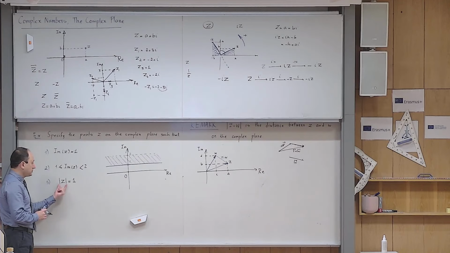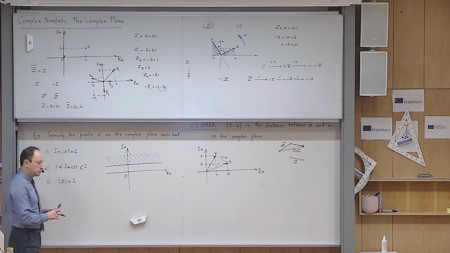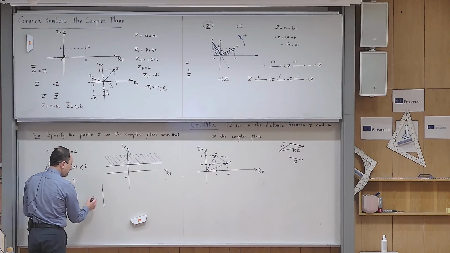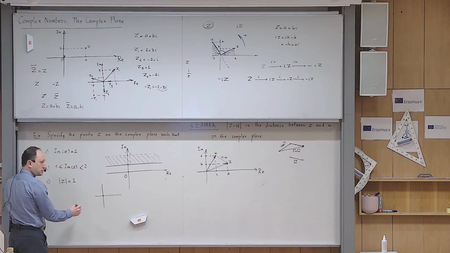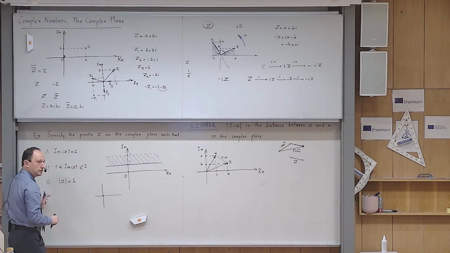What was the interpretation of absolute value of z? The distance from the origin to the... Yes, so this was the distance from z to the origin. I want to have that distance equal to 1. So on the complex plane, this is my origin. I am interested in all points z on the complex plane with one constraint: the absolute value is 1. It means the distance from that point to the origin is 1.